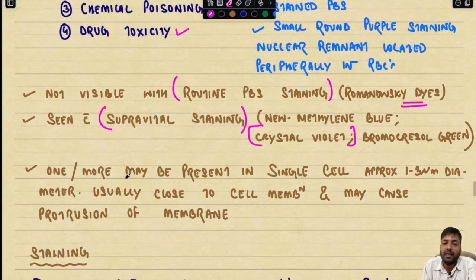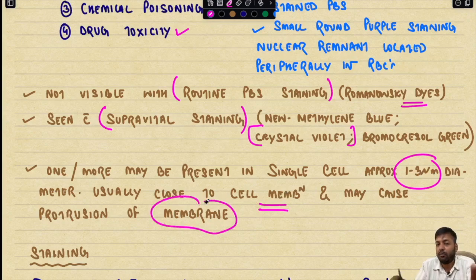and that is preferred for highlighting the Heinz bodies. Now remember, morphologically one or more such Heinz bodies may be present in a single cell, approximately 1 to 3 micrometer in diameter. Usually they are present close to the cell membrane and they may cause protrusion of the membrane. I will show you with the help of a diagram. Sometimes it is present as 1 to 3 granules, but sometimes they can be quite numerous as well.